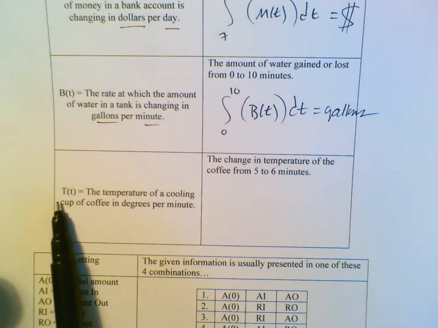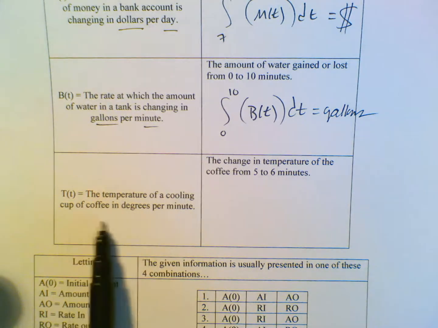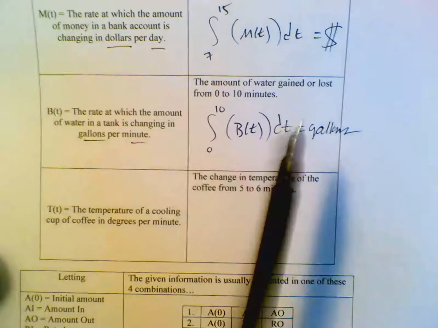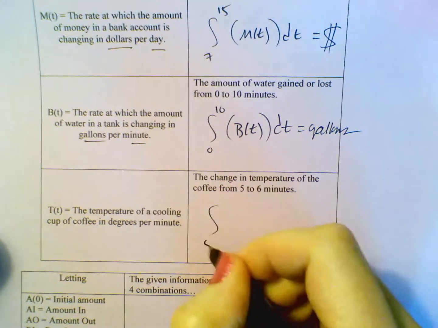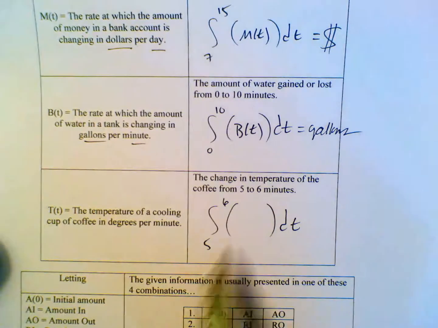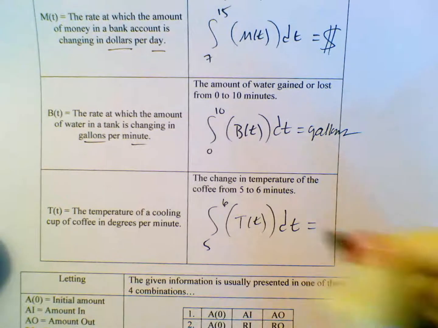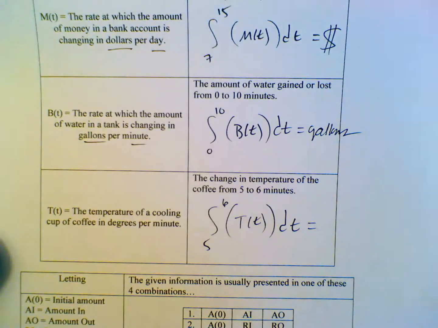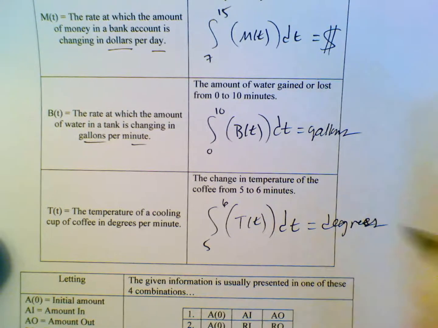And now let's do this one. Let capital T of t be the temperature of a cooling cup of coffee in degrees per minute. So the net change I want is the change in temperature of the coffee from 5 to 6 minutes. So I go 5 to 6, and if I want the net change in here, I put the rate of change. And that will give me a certain amount of degrees.